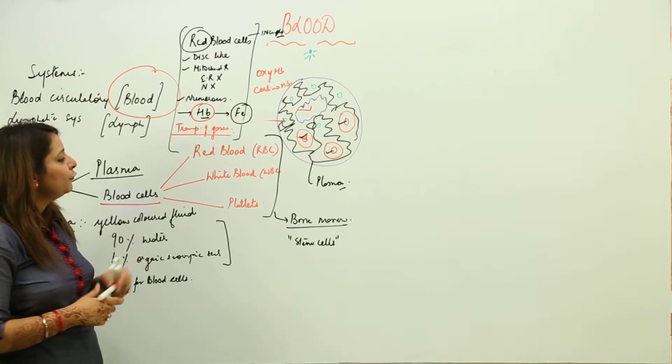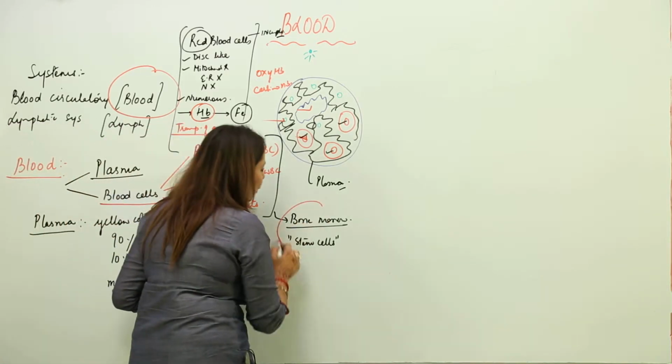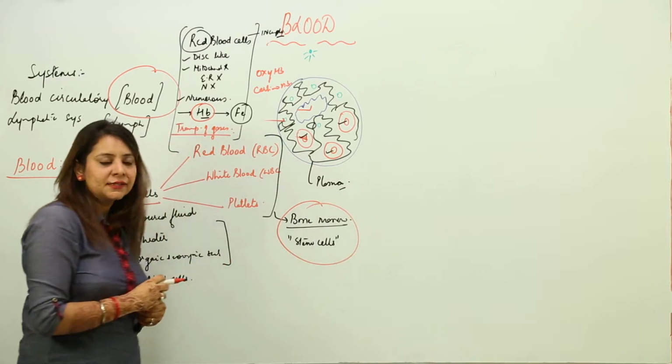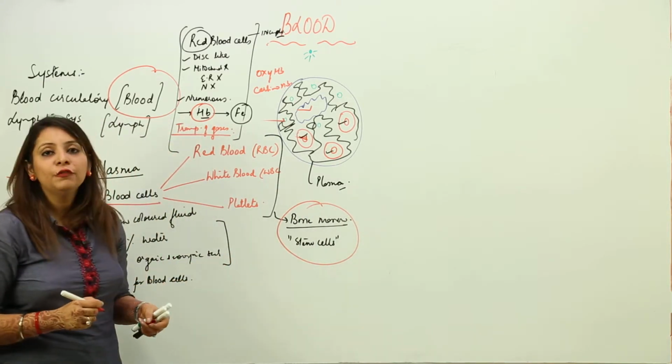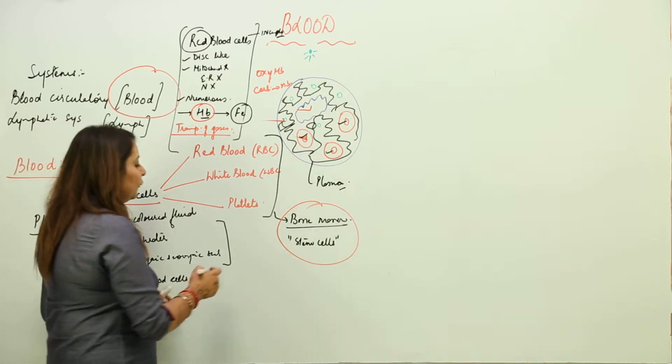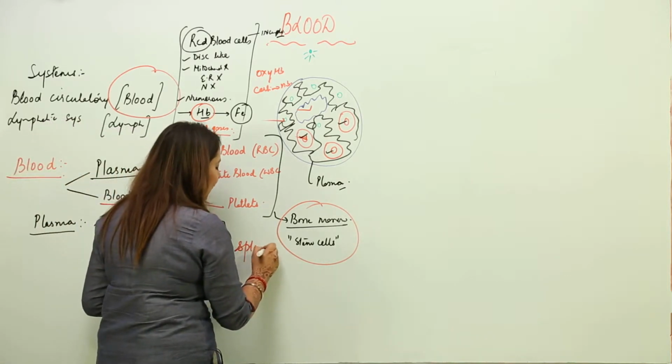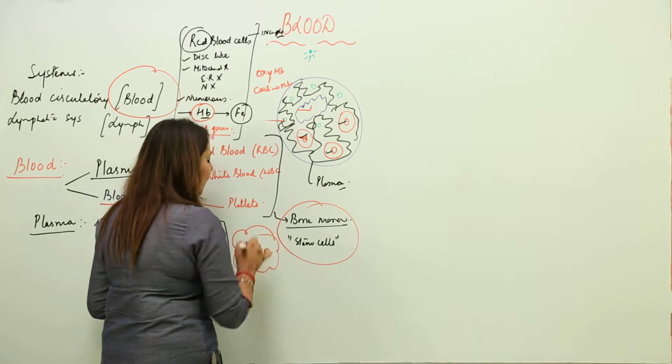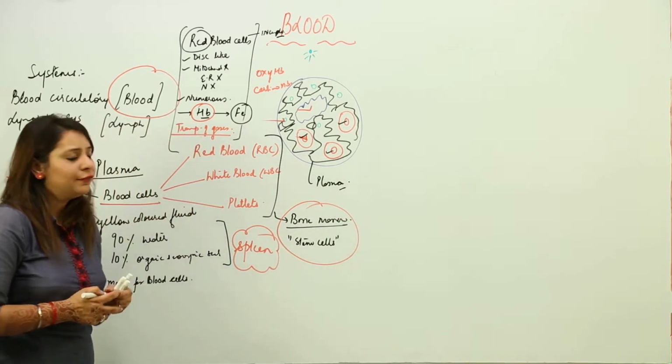Now where are they formed? They are formed in bone marrow from stem cells. And if somebody asks you where they are formed in infants, because in infants the bone marrow is not properly developed, they are formed in the spleen, only in case of infants.